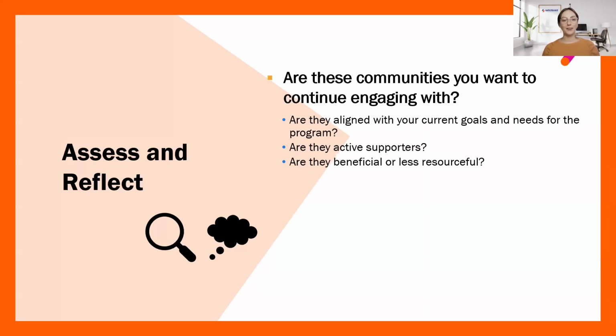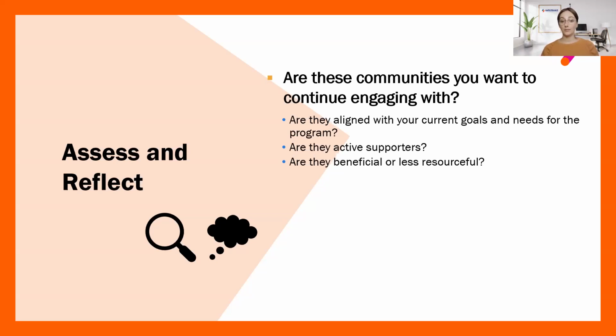It can be hard to shift from recruiting away from those longtime supporters. For example, maybe you have a church or a community group that has always supported your work's mission or anything that was needed, but they're not producing foster parents. That doesn't mean that this community is not important to engage with, but you might start to ask yourself, is this group aligned with your current goals and needs for the program?